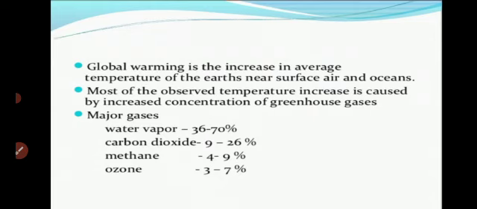Most of the observed temperature increase is caused by increased concentration of greenhouse gases. The average global temperature near the surface of the earth has increased 0.74 degrees Celsius during 100 years ending in 2005, and the majority of scientists agree that this average temperature will likely rise a further 1.1 to 6.4 degrees Celsius during the 21st century.